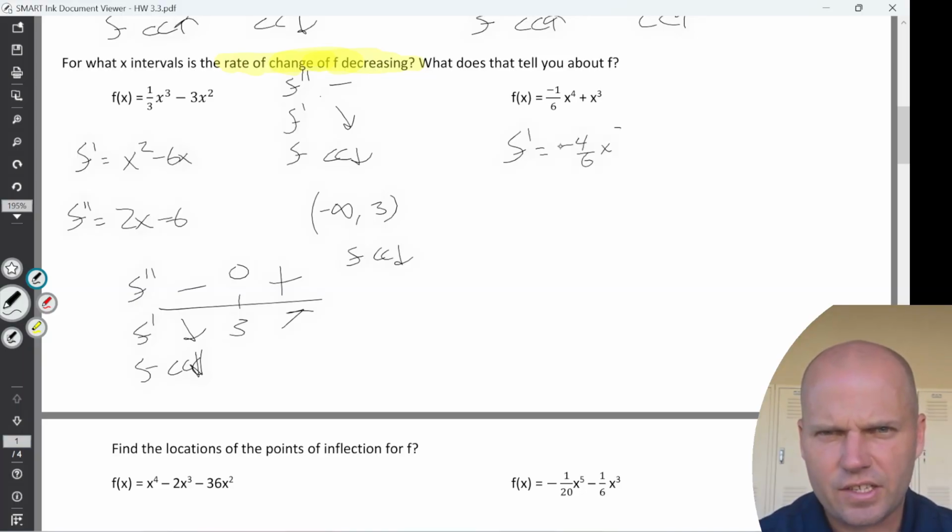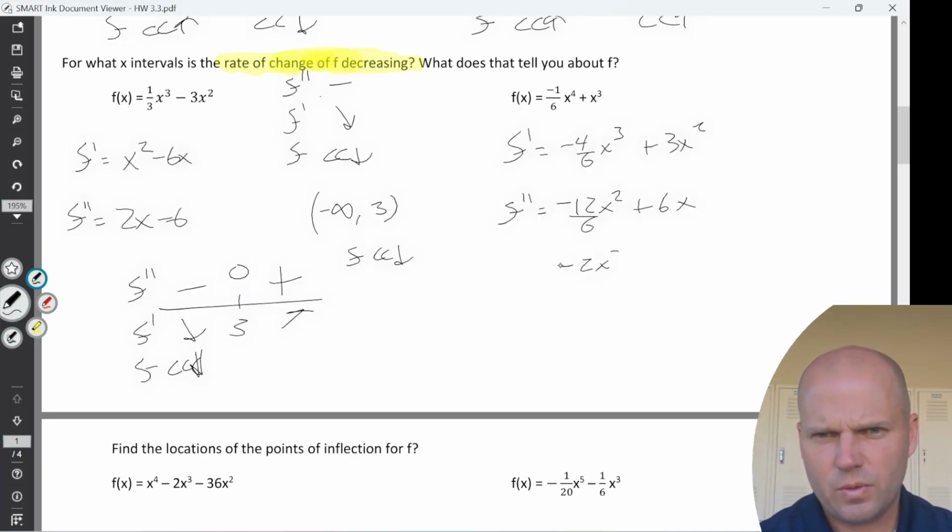Negative 4 6 x cubed. I'm just going to leave it like that. I don't know why I gave you negative 1/6. Negative 12 6 x squared. So that's negative 2x squared.